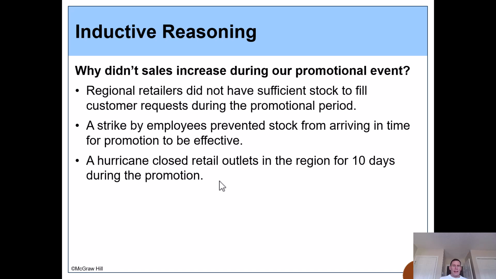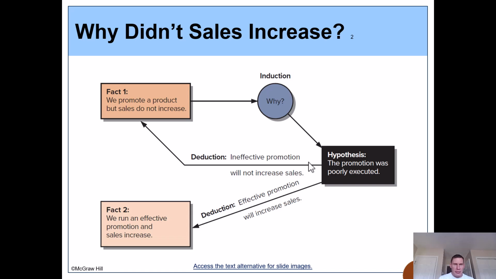And inductive reasoning: why didn't sales increase during our promotional event? Well, regional retailers did not have sufficient stock to fill customer requests during the promotional period. A strike by employees prevented stock from arriving in time for the promotion to be effective, and a hurricane closed retail outlets in the region for 10 days during the promotion. So why didn't sales increase? Fact one: we promote a product, but sales do not increase. So induction says why. The hypothesis is the promotion was poorly executed. So the deduction is: ineffective promotion will not increase sales. And a corollary to that would be: effective promotion will increase sales.